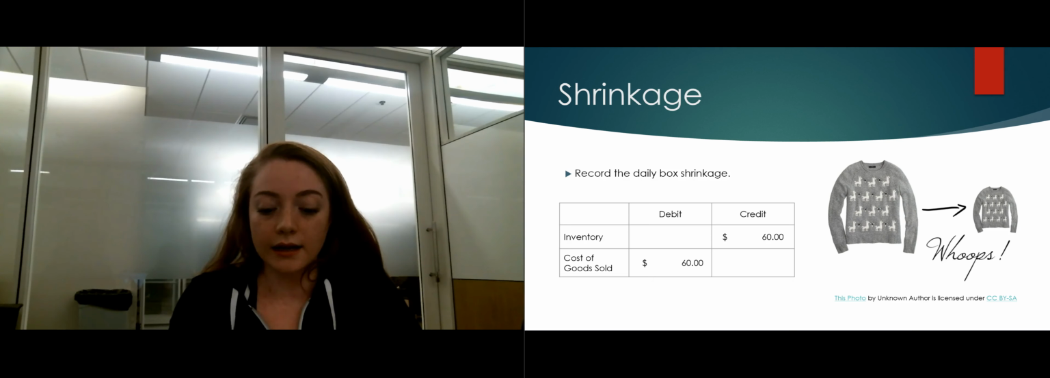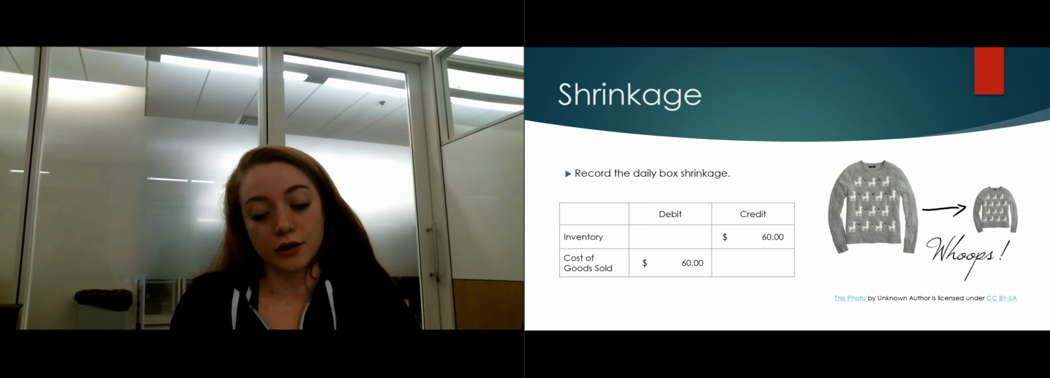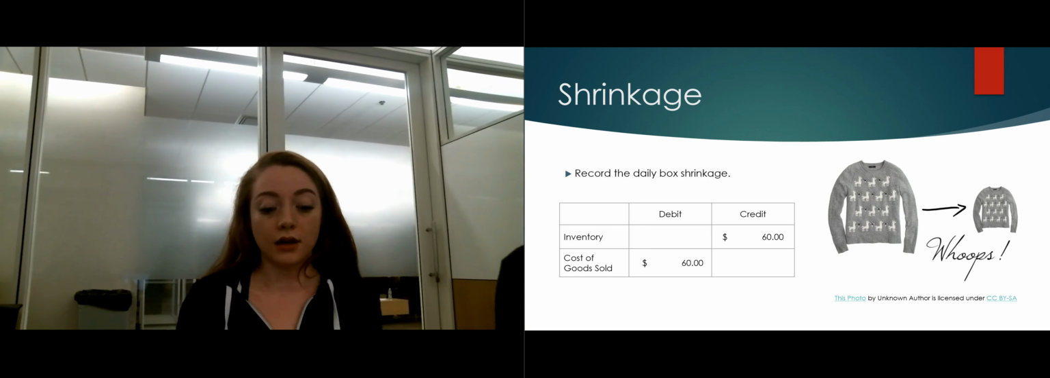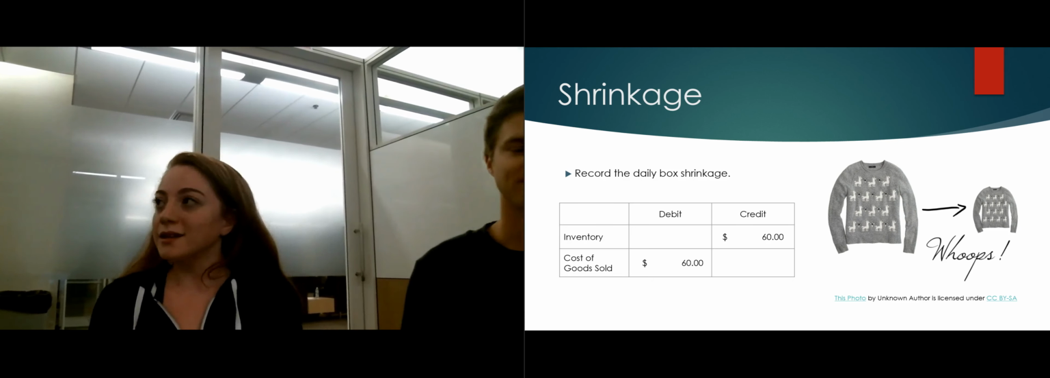He estimates that on any given day, 1% of the day's boxes will be destroyed. This amounts to about 30 boxes. That is $60 a day. This transaction will decrease inventory and increase cost of goods sold. It should, in theory, be in its own account, but as the book states, the shrinkage is so nominal that most companies just include it in the cost of goods sold for reporting purposes.